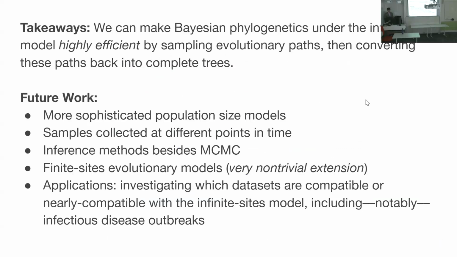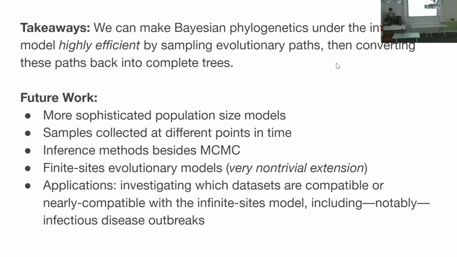All right, so what are the takeaways? We can make Bayesian phylogenetics, assuming the infinite sites model, very efficient by sampling this coarser structure that we're calling evolutionary paths, run MCMC on that, then by this sort of post hoc Monte Carlo sampling step, convert those evolutionary paths back into complete phylogenetic trees.